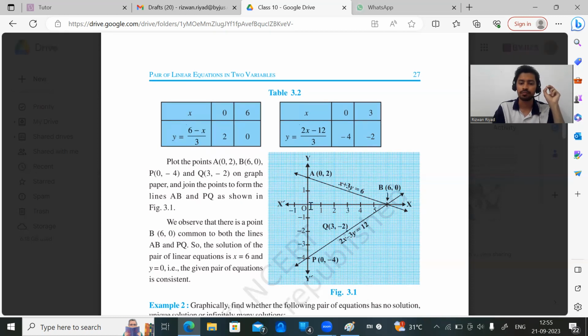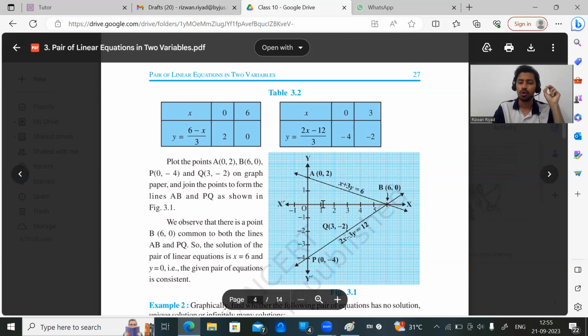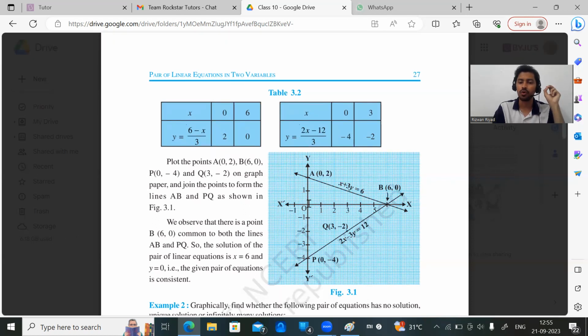X is 0, y is 2. So which is the point? x equal to 0 means you should not go right or left. If you go right, x is positive. If you go left, x is negative. So we should not go there. It should be on the y-axis. Then y equal to 2. Where is y equal to 2? 1, 2. So this is y equal to 2. On the y-axis, take the point y equal to 2. This is our first point. Name it A, (0, 2).